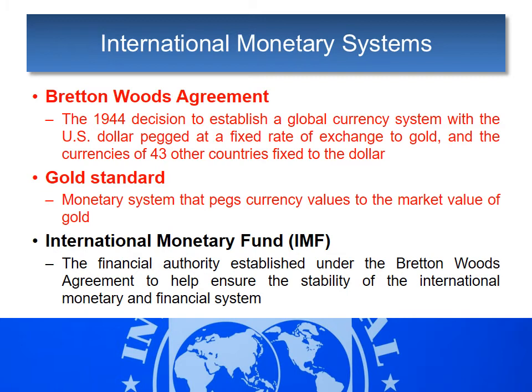Before the Bretton Woods Agreement, countries could freely print money to generate employment and kickstart the economy. However, reckless printing of money led to inflation. The International Monetary Fund, or IMF, was established under the Bretton Woods Agreement to help ensure the stability of the international monetary and financial system.